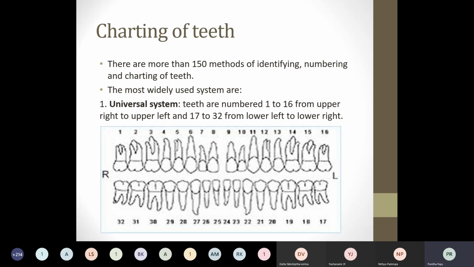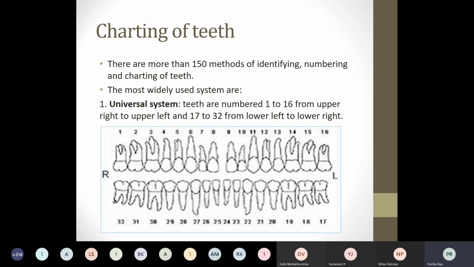The next important one is charting. This is very important whenever you are writing your record. How do you mention how the teeth are present in the jaw, or how many teeth are present in the jaw? There are different methods to mention it in the records. The first and most important method is the universal method.